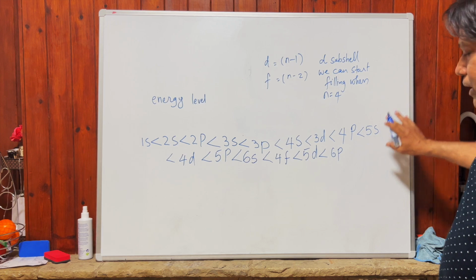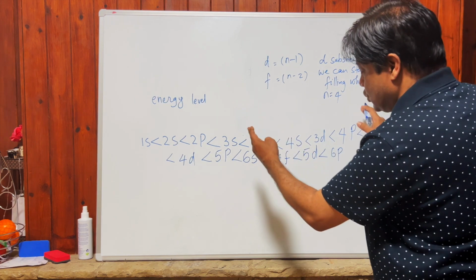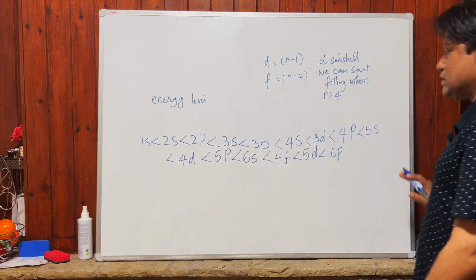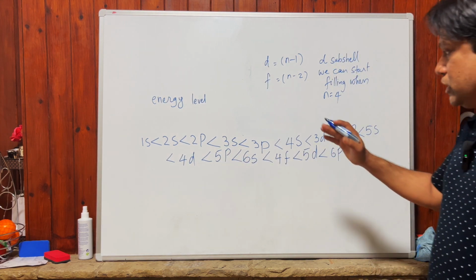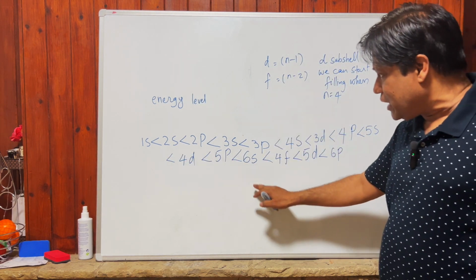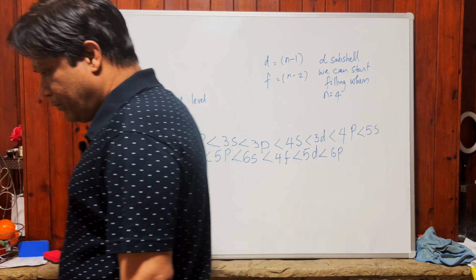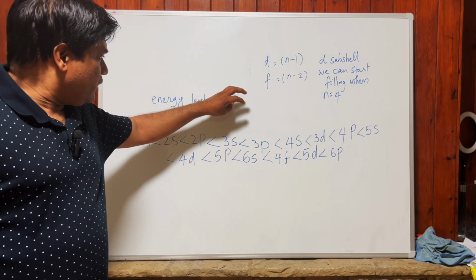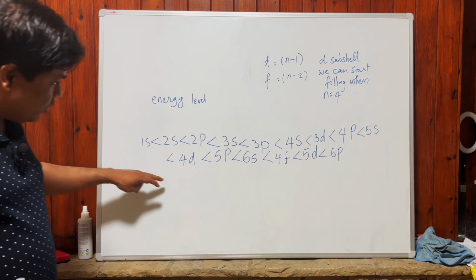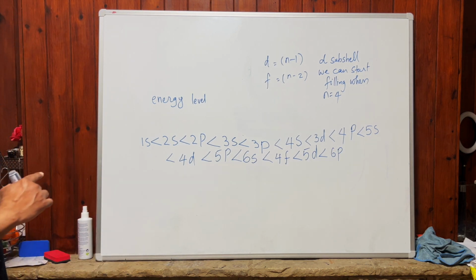The d block elements and f block elements are always in between p and s. So they are hiding in between, like we have the actinide series and lanthanide series. I will teach you when I teach d block elements. So just follow this energy order. You can write the electronic configuration of any element in the periodic table by following this energy pattern. You can understand better when you do one example.